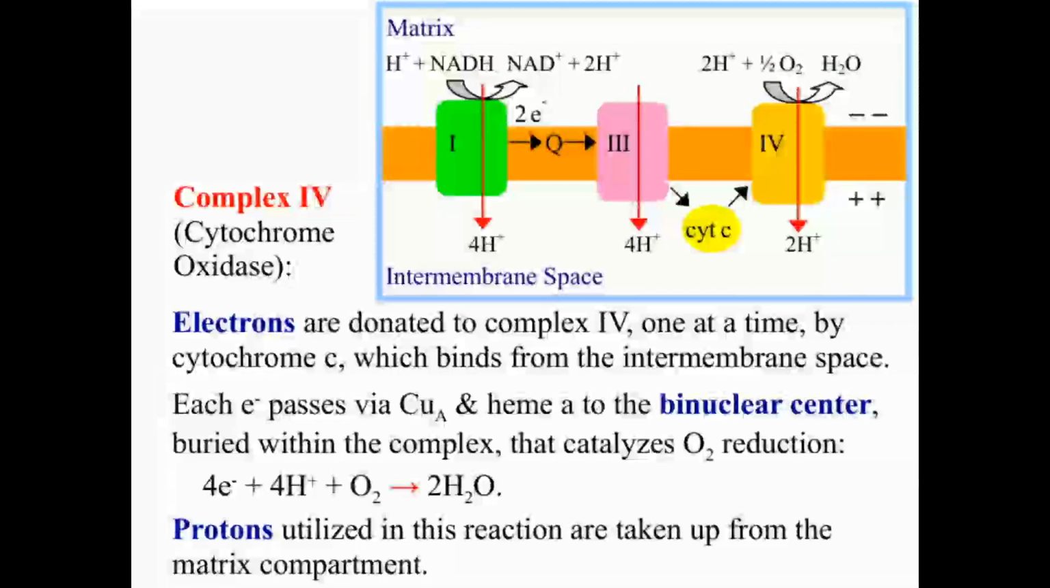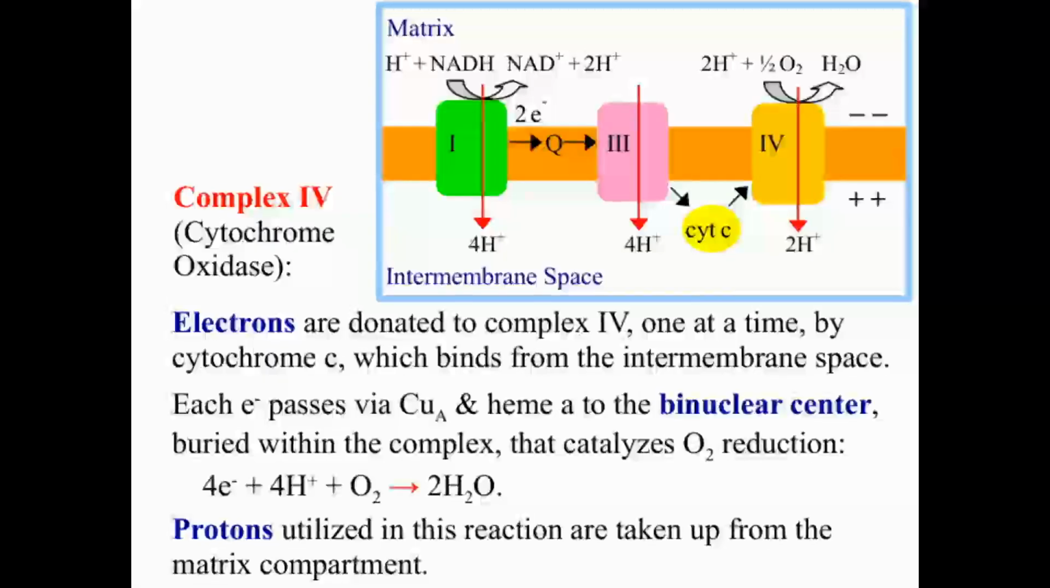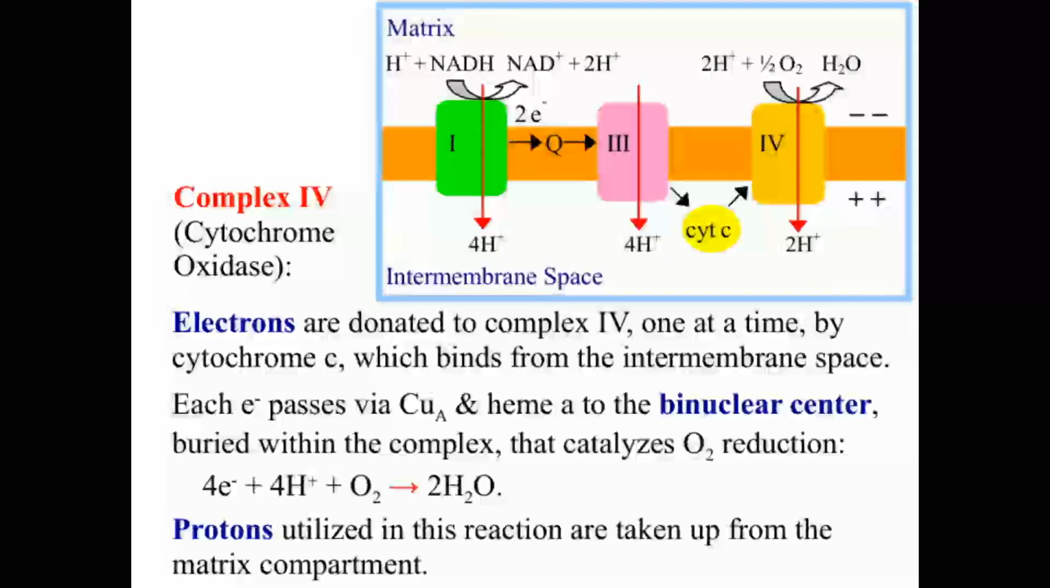The reaction involves 4 electrons, 4 protons, and 1 oxygen molecule, resulting in the formation of 2 water molecules. It's important to note that the protons used in this process are taken up from the mitochondrial matrix. This entire process is a crucial step in the electron transport chain, ultimately driving the production of ATP by facilitating efficient energy transfer.